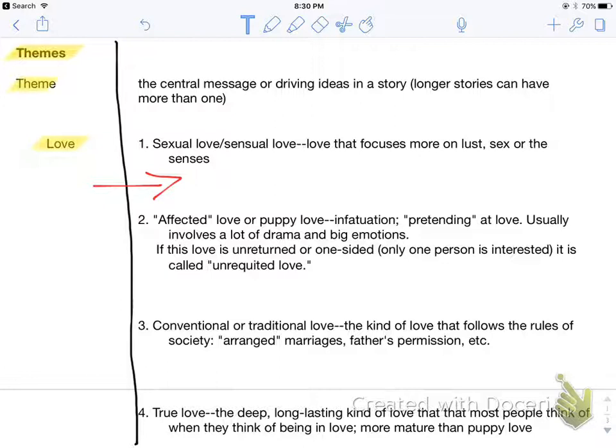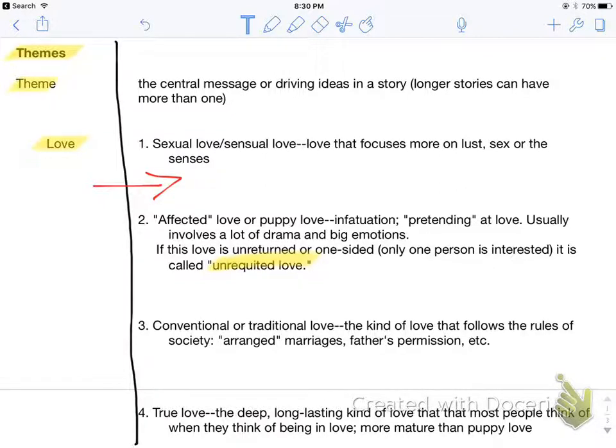Usually this kind of love involves a lot of drama, big emotions, right? If they have a fight, it's a gigantic fight, and there's a lot of crying. And if this kind of love is unreturned, or if it's one-sided, if only one person is interested, you like somebody but they don't like you back, then that kind of love is called unrequited love.